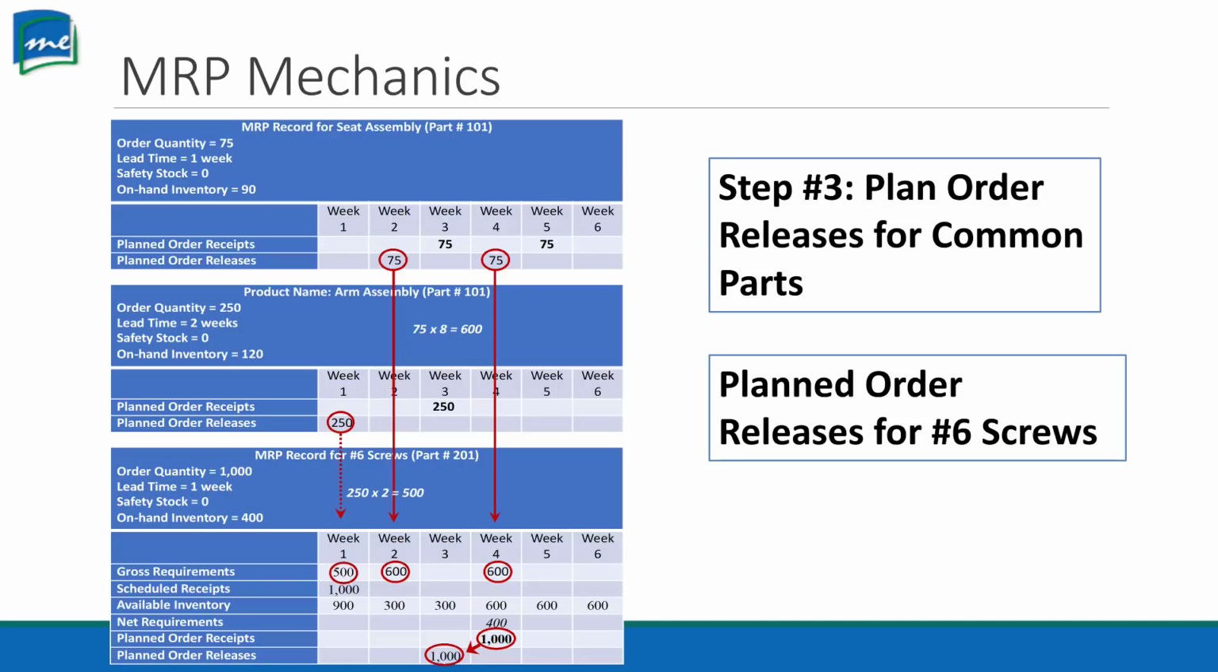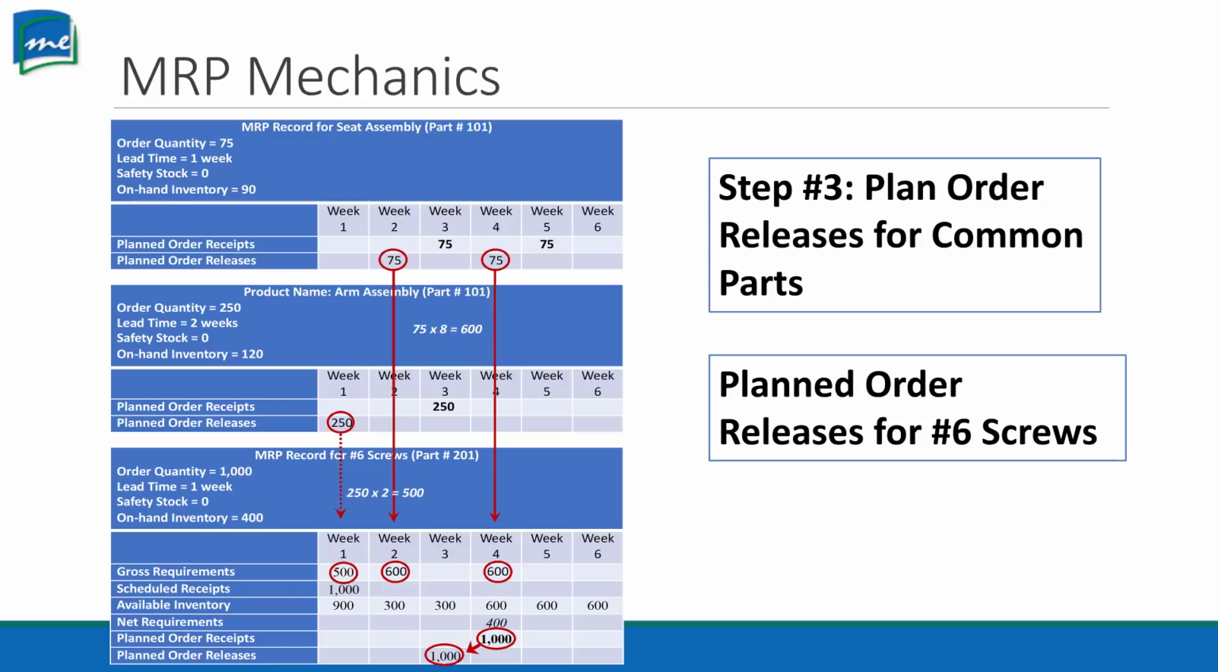And with MRP systems, they're going to give you all this information because you're going to enter it in. You're going to say the minimum order quantity is 250. It's going to take 2 weeks to get here, and we currently have 120 on hand for the arm assemblies. And then it can tell you, okay, well, based on the production schedule, you need to order more arm assemblies on week 1. That way you don't run out. So it's very helpful to have the MRP.